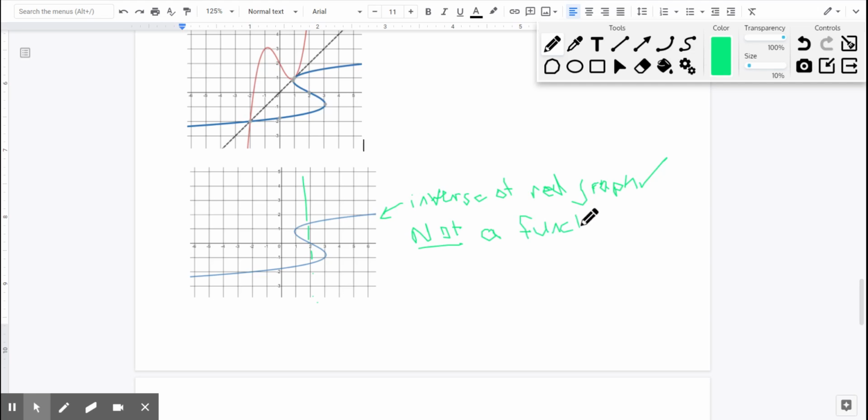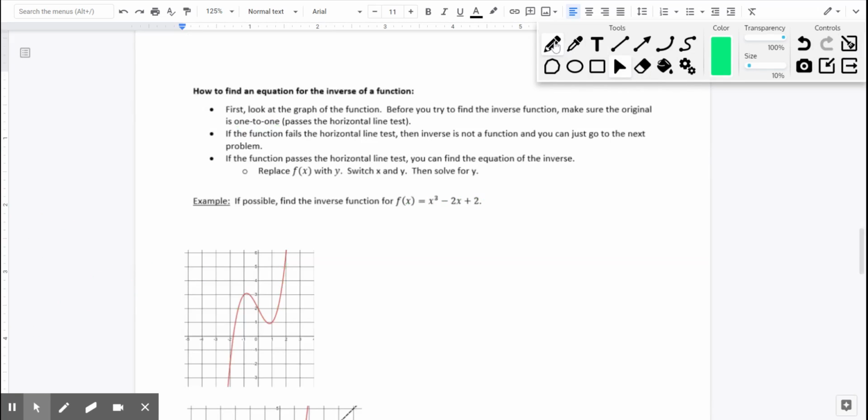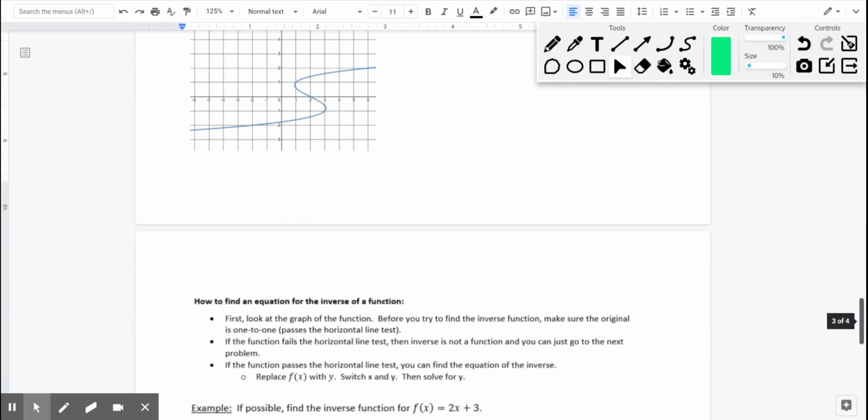All right. So since the inverse is not going to be a function, we say, okay, don't even bother trying to find the equation. All right. So that's what's going on there. All right. Let's continue on to our last example.